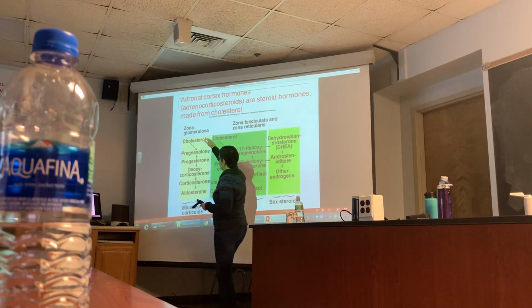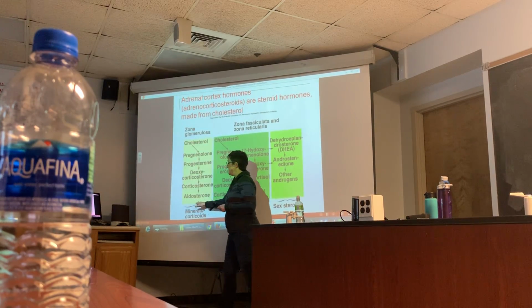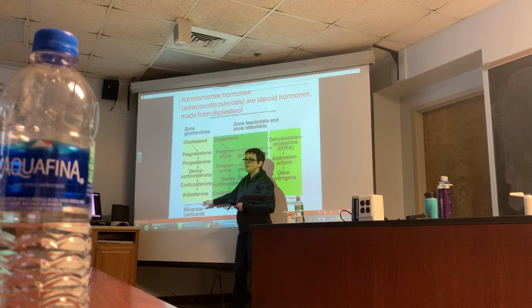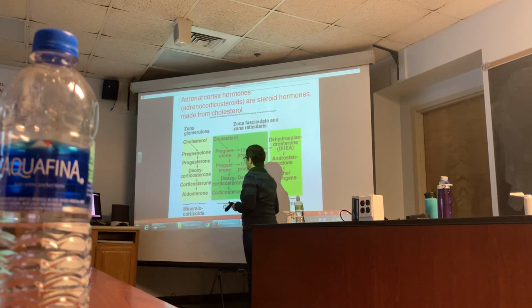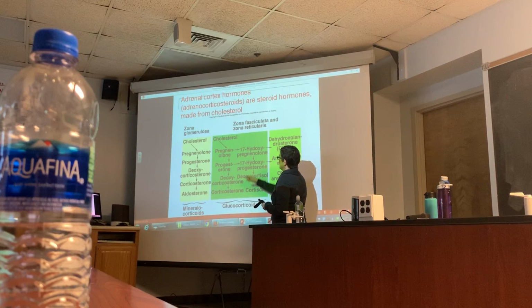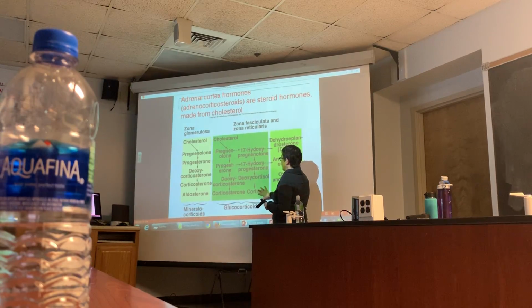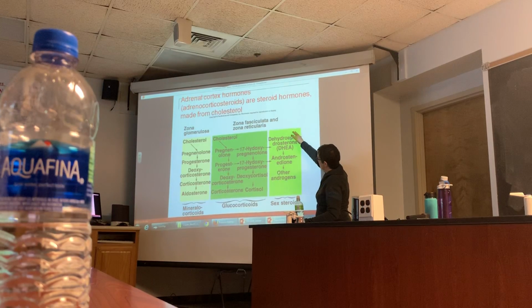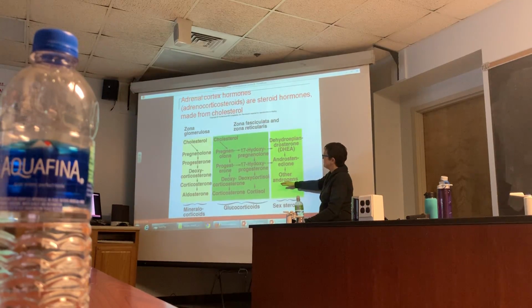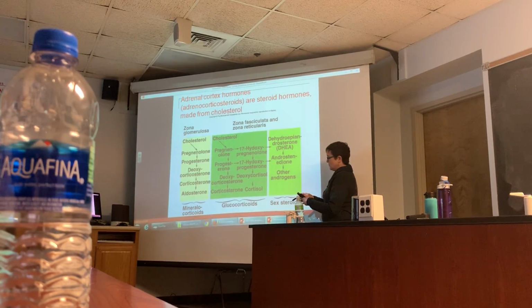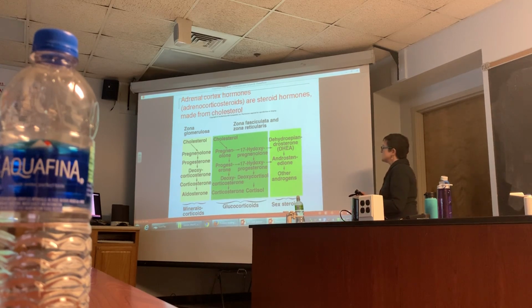So cholesterol is used to make aldosterone, which is the most common mineralocorticoid, and there's some others, but this is the most common one. This one we're going to look at. Cholesterol is also used to make the glucocorticoids, such as cortisol and some others, and then it's used to make the androgens that come from the adrenal cortex, the male sex hormones.